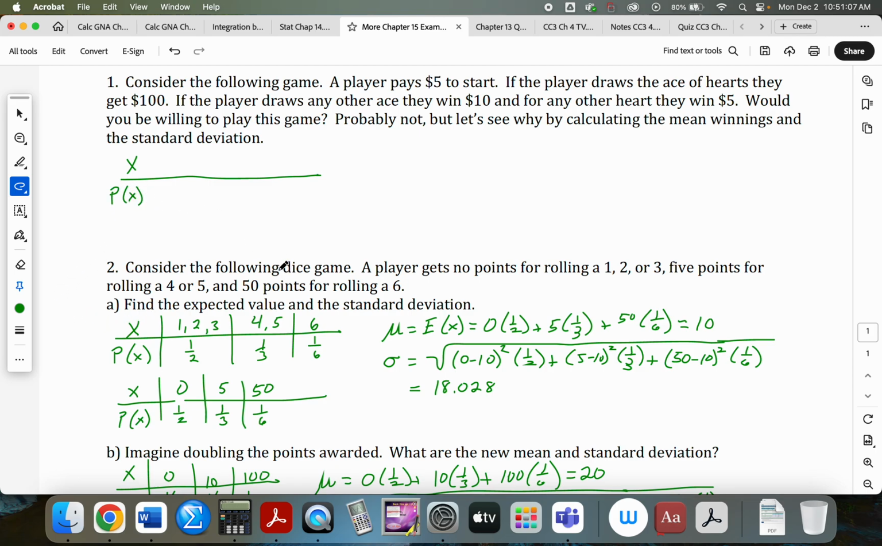So if you draw the ace of hearts, your net winnings are $95. What is the probability of getting that? 1 out of 52. If you draw any other ace, you get $10. So what's my net winnings? $5. What's the probability of having a net winning of $5? 3 out of 52.